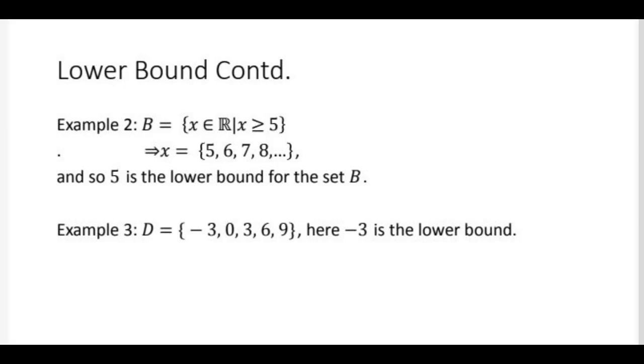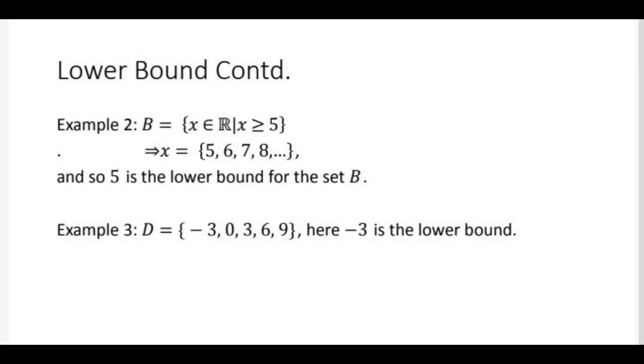Example 3. Now consider the set D, which contains the elements negative 3, 0, 3, 6, and 9. Looking at this set, the smallest number is clearly negative 3. Since all other numbers in the set are greater than or equal to negative 3, we say that negative 3 is the lower bound for the set D.